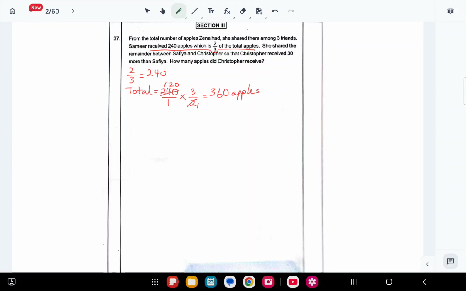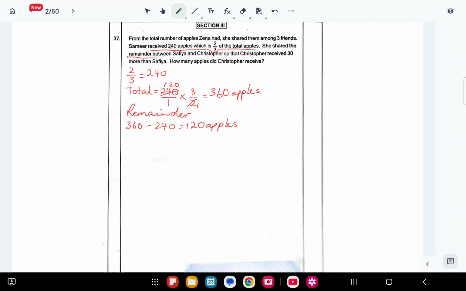So good. They said now she shared the remainder between Sophia and Christopher. But again, we don't know how much the remainder is, so we have to solve for the remainder. The remainder would be from the total, which is 360, we take away the number of apples she gave to Samir, which is 240. So we'll remain with 120 apples.